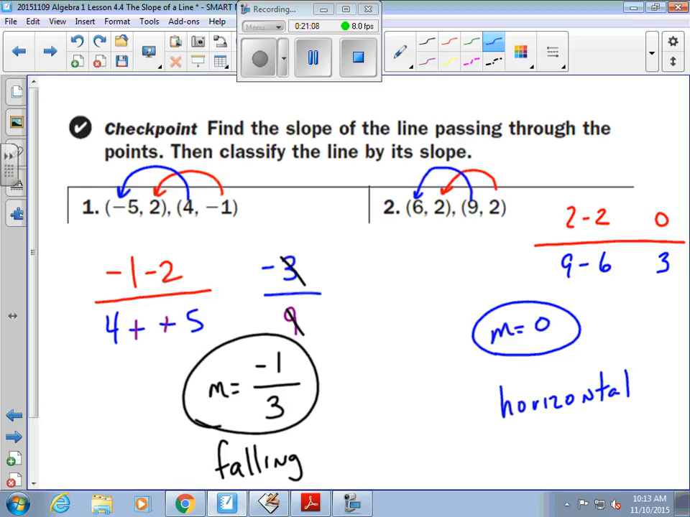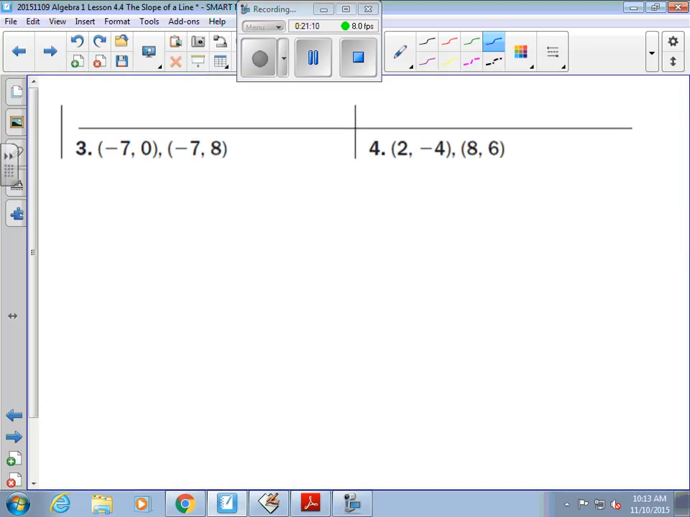Number 3 says, what about negative 7, 0, negative 7, 8? Right away, look how both of the x values say negative 7. This is either going to be horizontal or vertical. 8 minus 0 is first, over negative 7 minus a negative 7. Minus a negative 7. Remember, minus the negative means plus.